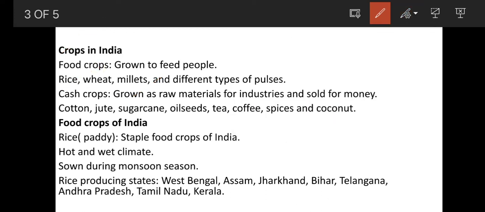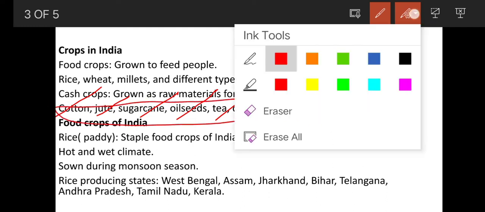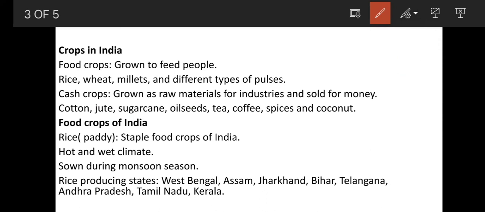Name some examples of cash crops: cotton, jute, sugarcane, oilseeds, tea, coffee, spices, and coconut. These are some of the examples of cash crops. For example, let us take sugarcane.